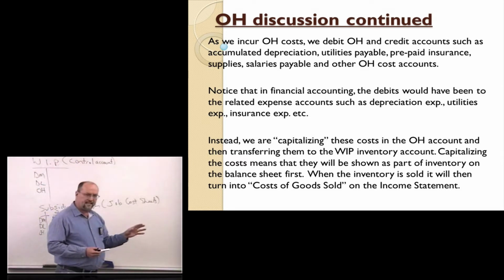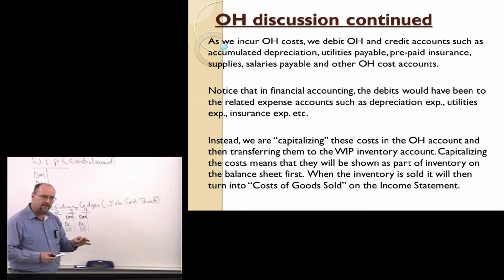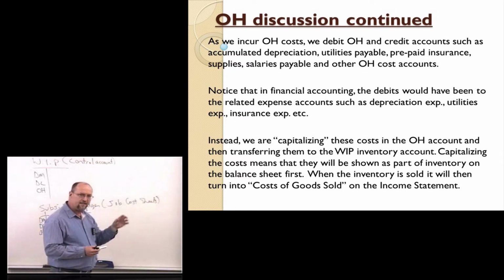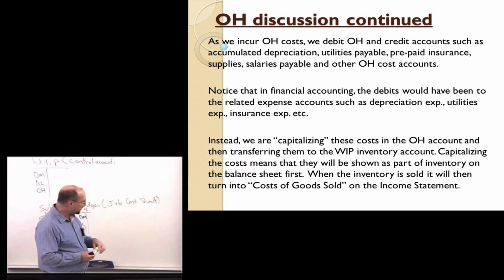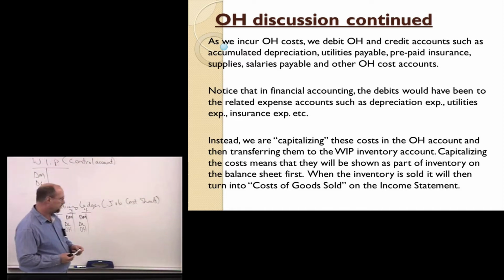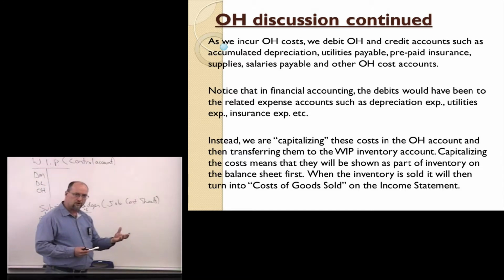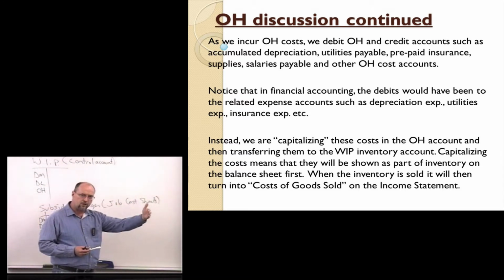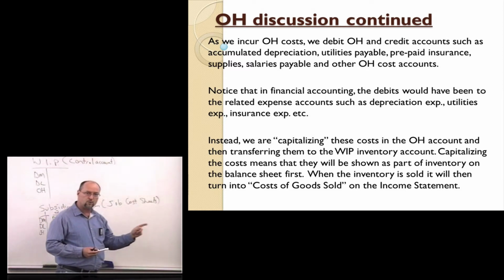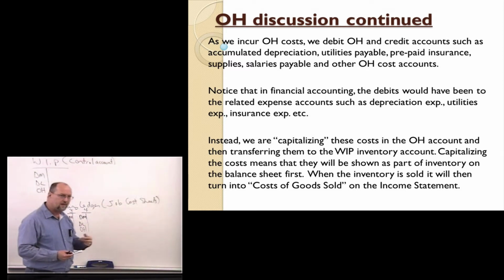Okay? That was in financial accounting. In managerial accounting, what we're doing is we're capturing all of these overhead costs in the cost of our product, and the term that we use is we are capitalizing these costs. Capitalizing costs means that they will be shown as part of the cost of inventory on the balance sheet first. When the inventory is sold, and remember, raw materials, work in process, finished goods, cost of goods sold, when we sell the inventory, then it hits the income statement as part of cost of goods sold, which again is an expense. So we capitalize these costs.